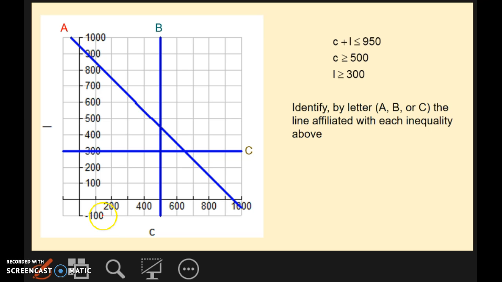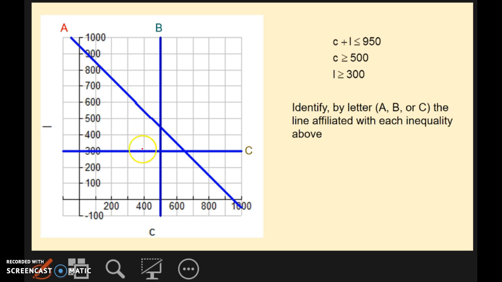So here we have the horizontal axis labeled as C, and the vertical axis labeled as L. So that's going to help us when we try to figure out these two, and then obviously by elimination we can figure out the other one here. So C is the horizontal one. That's going to be our vertical line right here, and so that would represent C is greater than or equal to 500. So that one would be B.